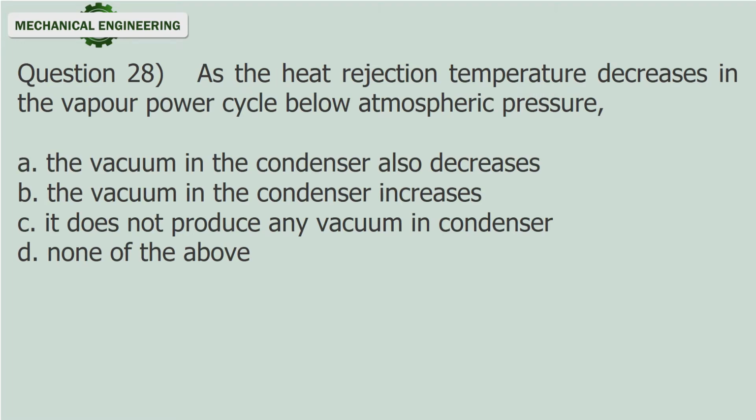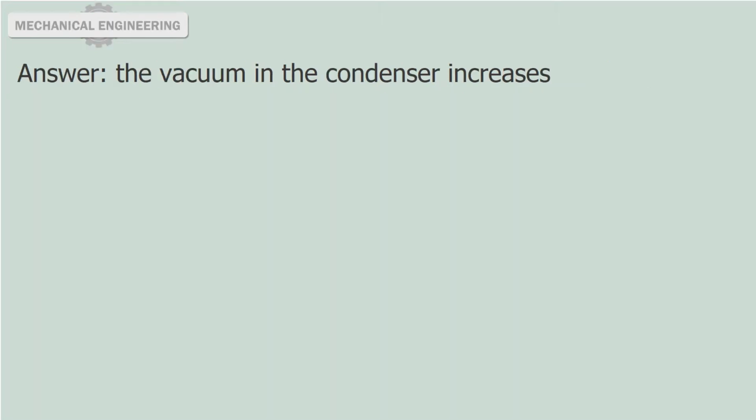Question 28. As the heat rejection temperature decreases in the vapor power cycle below atmospheric pressure, A. The vacuum in the condenser also decreases. B. The vacuum in the condenser increases. C. It does not produce any vacuum in condenser. D. None of the above. Answer: the vacuum in the condenser increases.